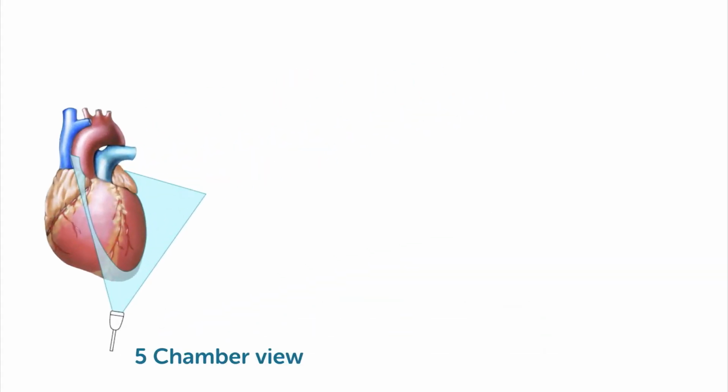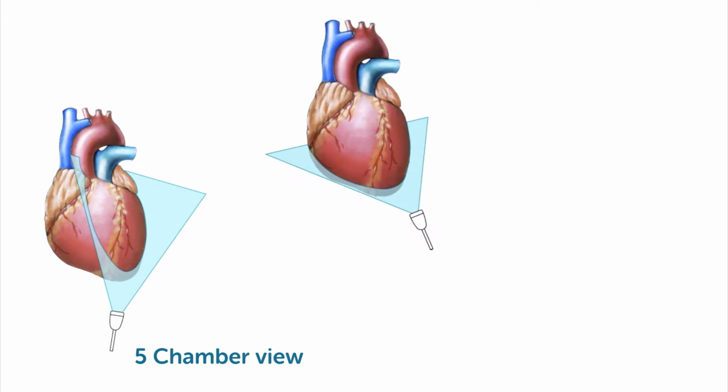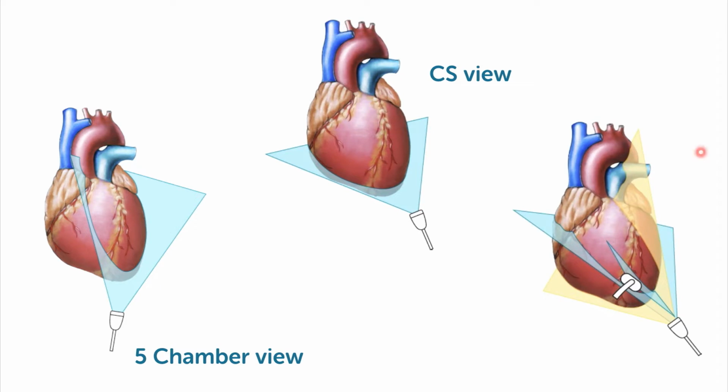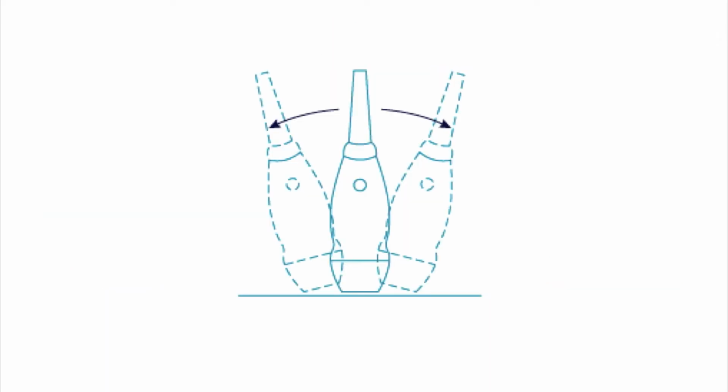But enough with a 4-chamber view. There are other views you can generate just by tilting and rotating your transducer. When you tilt the transducer, you can get a 5-chamber view or a coronary sinus view. When you rotate it, you can generate the 2- and 3-chamber views. Let's start with the tilting motion.